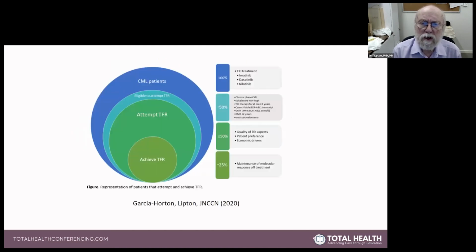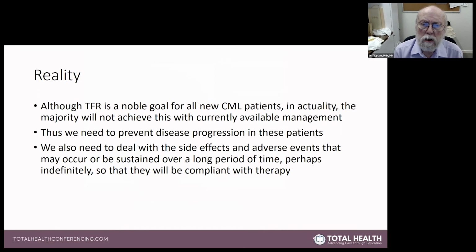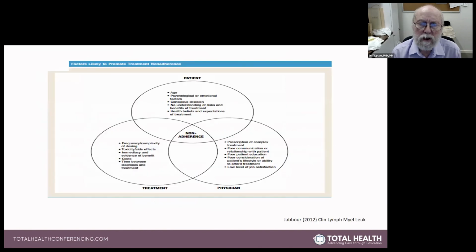So let's look at some of the side effects. Well, this is what I pointed out earlier, and this is from a recent review that we published, looking at 100% of patients. Remember, only about 25% achieve TFR, even if everybody wants to attempt this. So again, we're looking at 75% of patients on drug. So although it's a noble goal for most patients, it is not a reality for the majority of patients. So we really need to prevent disease progression and deal with the side effects.